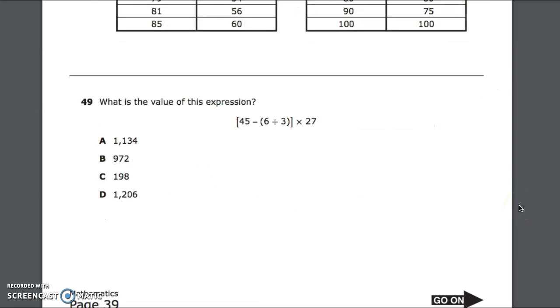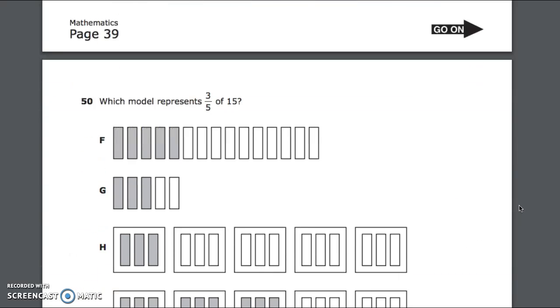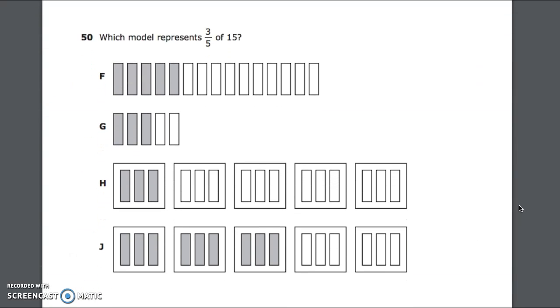Number 49. What is the value of this expression? Number 50. Which model represents 3/5 of 15?